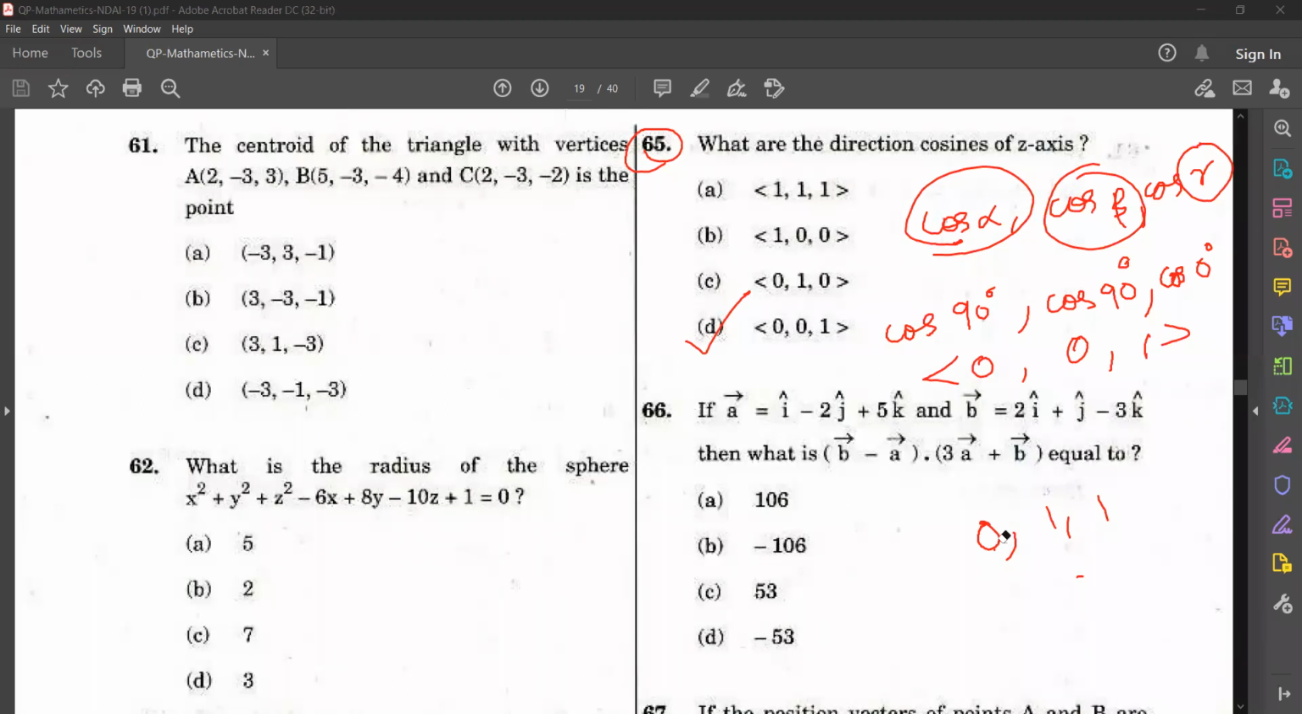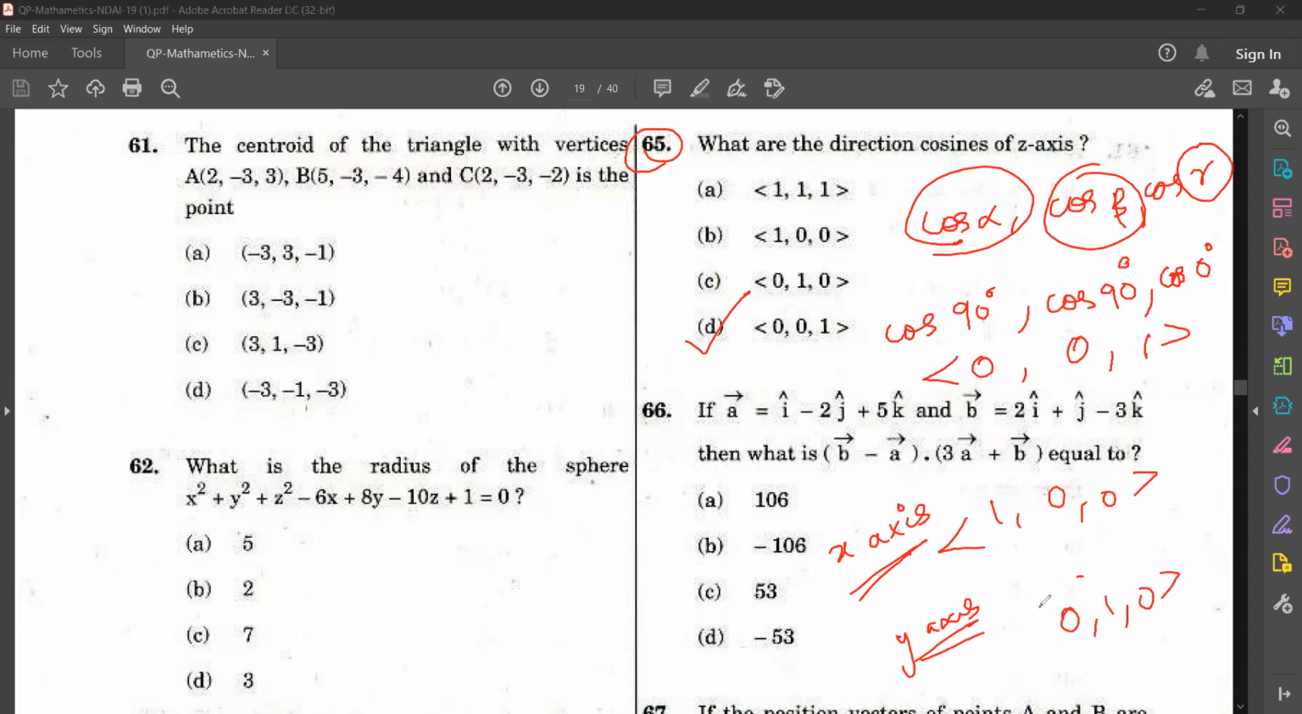Sorry. Let's write what are the direction cosines of x-axis? 1, 0, 0, isn't it? Why? Because it makes cos 0 degree with x-axis. So cos 0 is 1, and 90 degrees with the other two axes, so cos 90 is 0, 0. Now what about y-axis? This is for x-axis. What about direction cosines of y-axis? It will be 0, 1, 0. Isn't it?